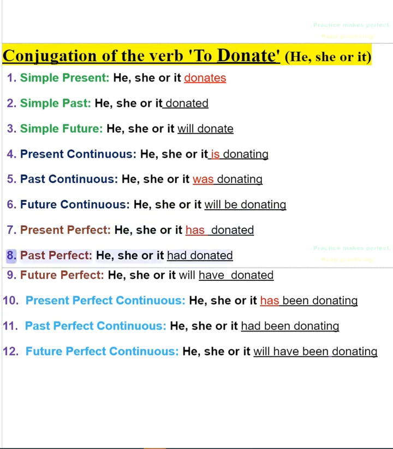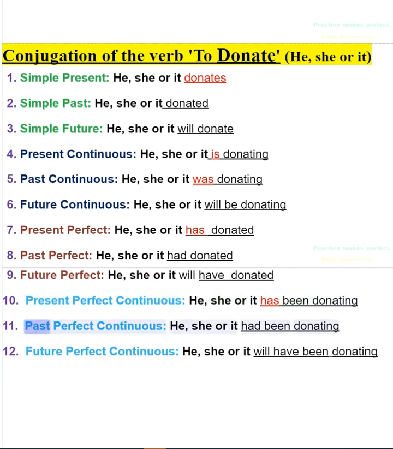8. Past perfect, he, she or it had donated. 9. Future perfect, he, she or it will have donated. 10. Present perfect continuous, he, she or it has been donating.